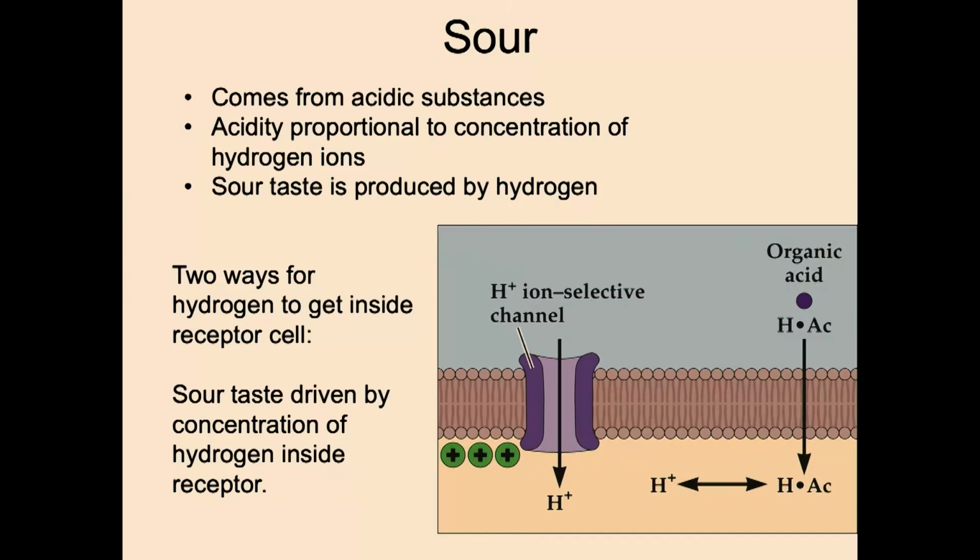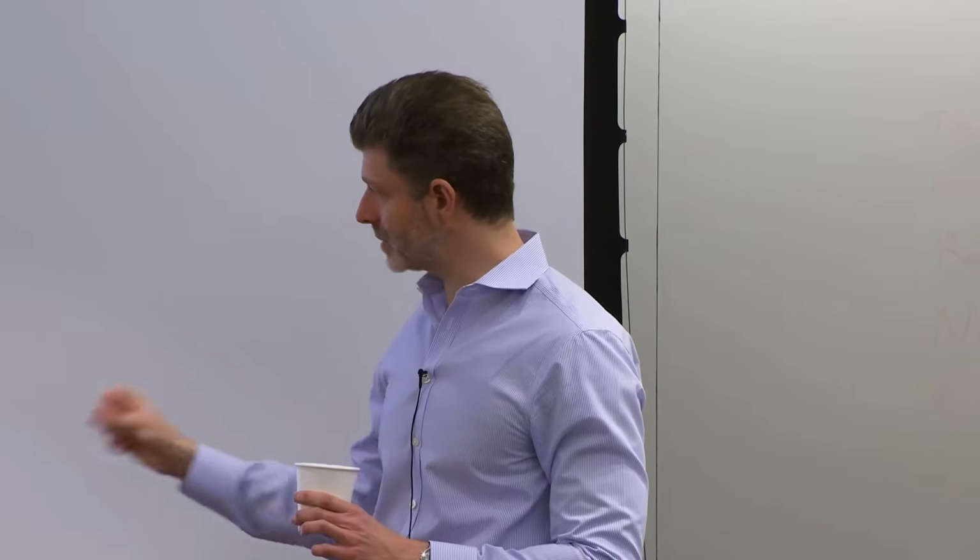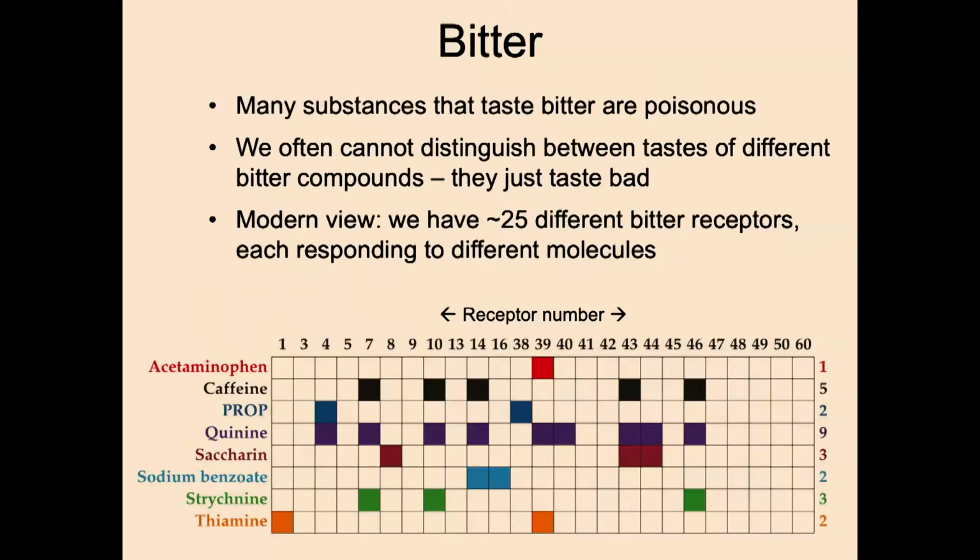Either way, the sour taste is driven by the concentration of hydrogen inside the receptor. Okay, so salty and sour, again, these small charged particles pass into the receptor cell and change the concentration inside of it. All right, bitter.